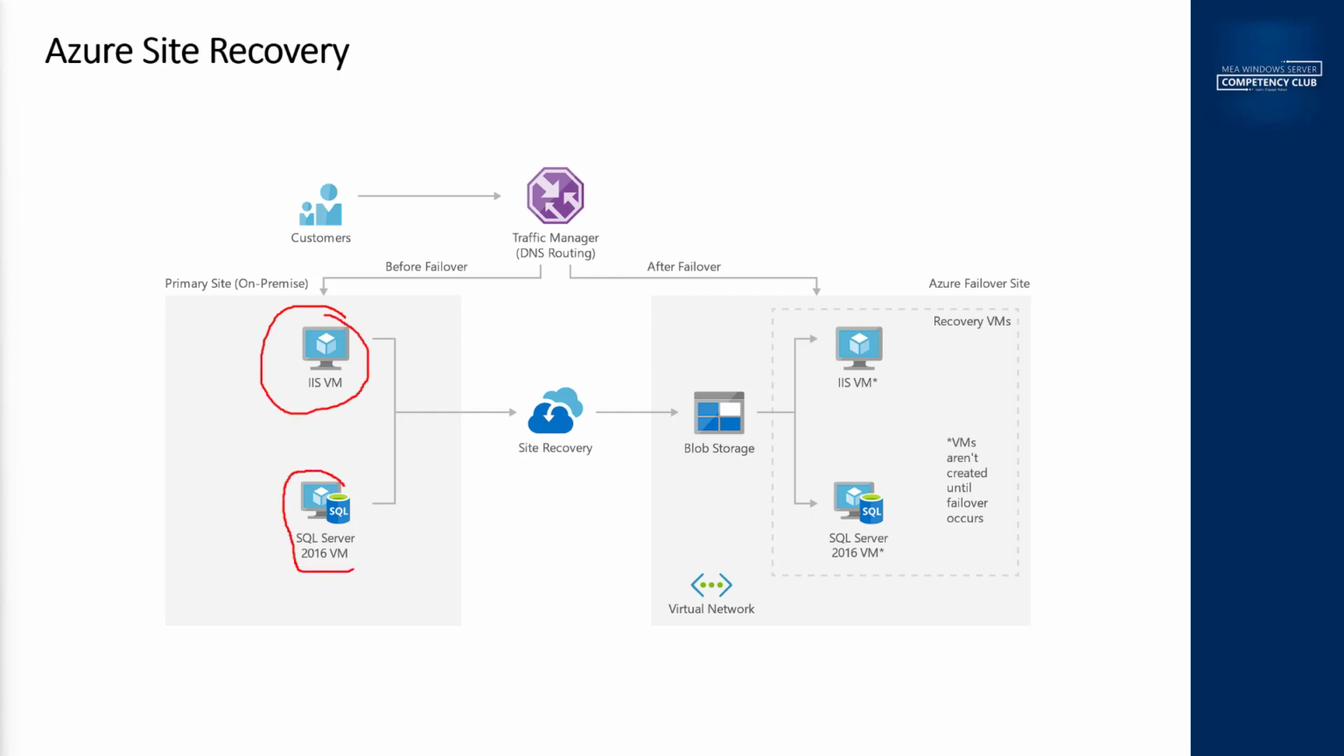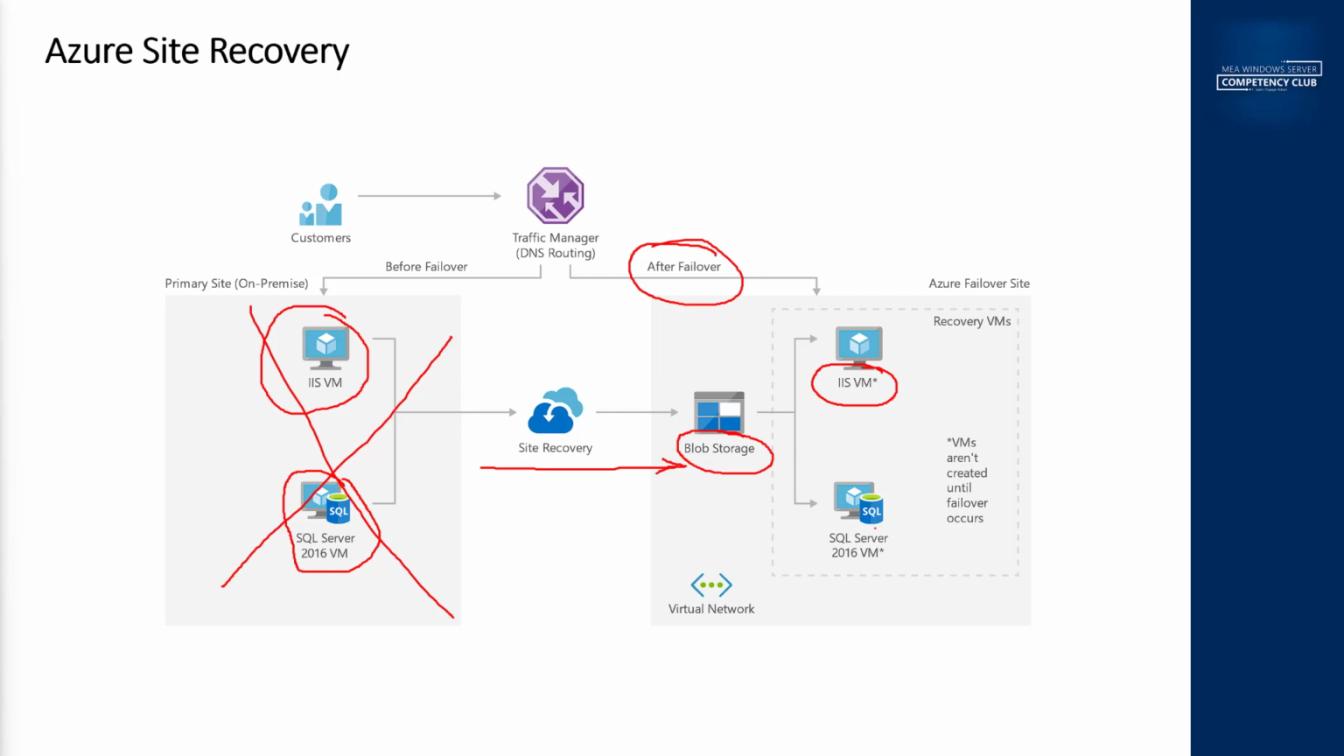It's a previous SQL Server workload. We use Site Recovery to replicate the data to Azure Blob Storage. And in the case of a failover, our local workload fails, but the IIS VM and the SQL Server VM can be created and started in the Azure failover site. Important is this note here: VMs aren't created until failover occurs.